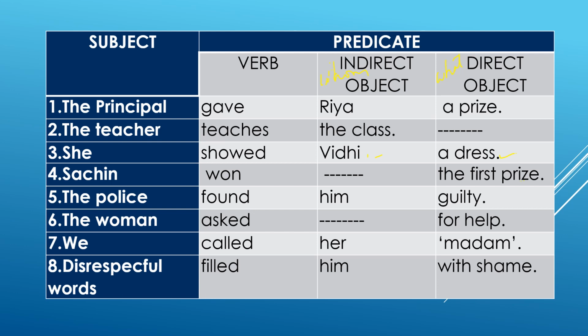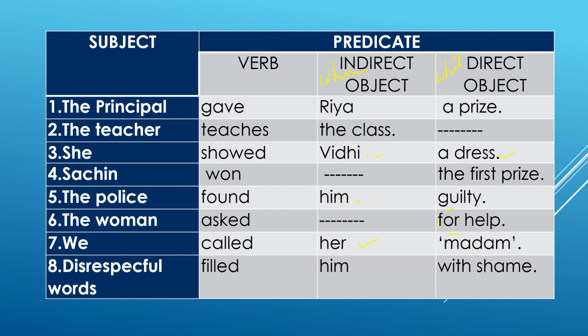The police found what? Guilty. Whom? Him. So him is our indirect object. The woman asked. What she asked? For help. So for help is our direct object. We called. What? We called the madam. So madam is the direct object, and whom we called the madam? Her. So her is our indirect object.